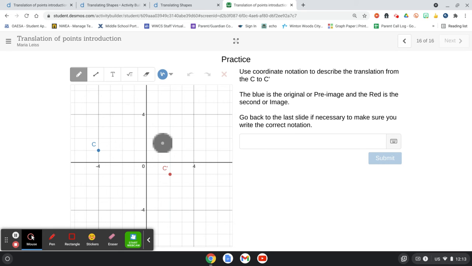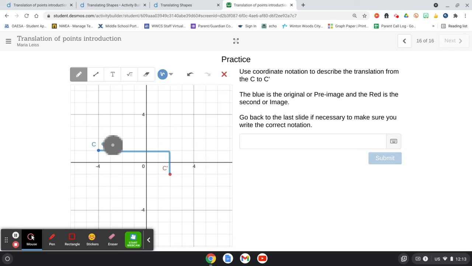Again, we're going to find the copy. The red one is the copy. So I'm starting at the blue. To get to the red, I had to go over and then down. So how did I go over?